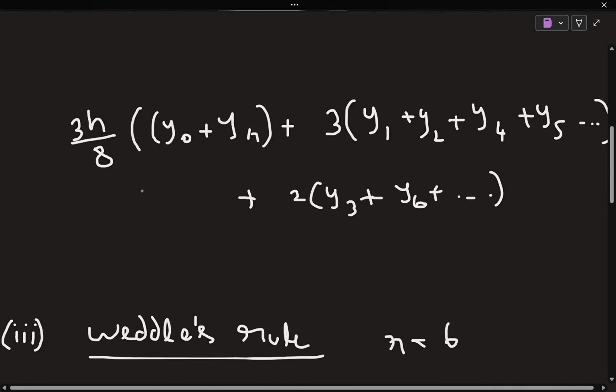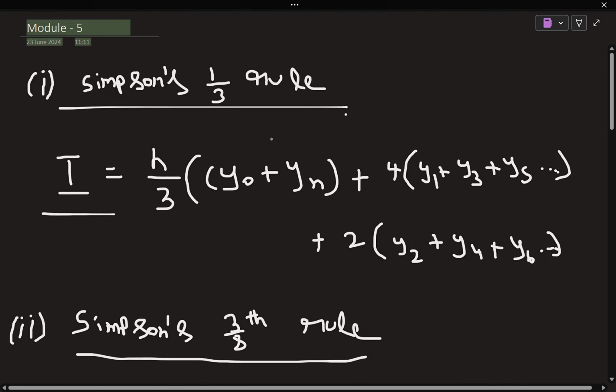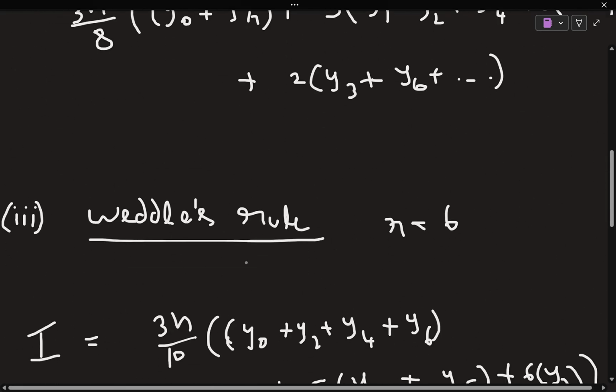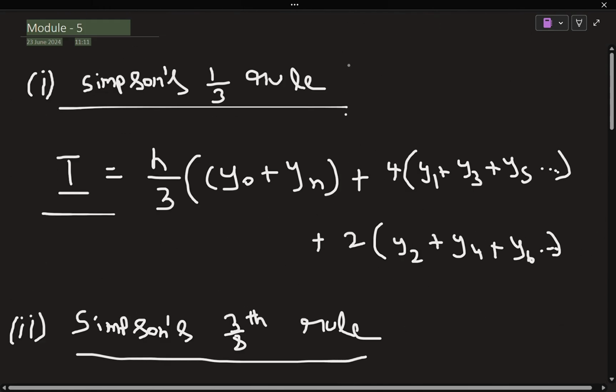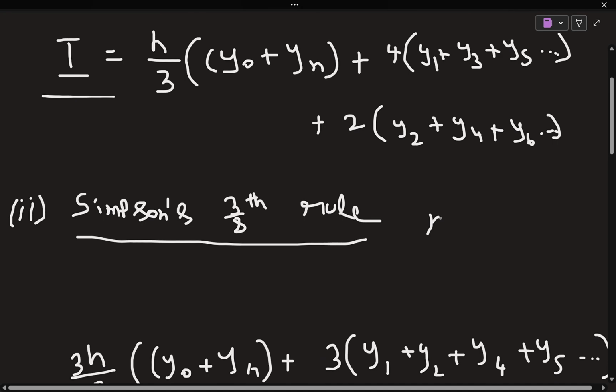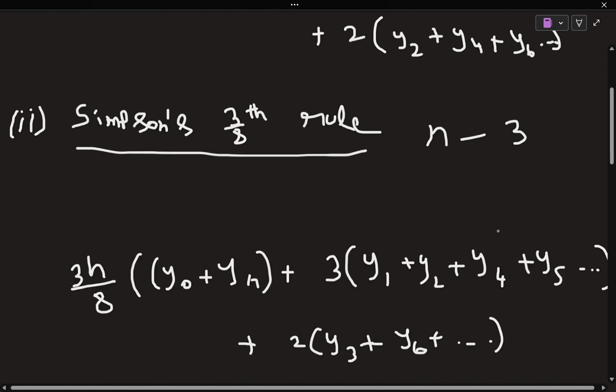So these are the three formulas which you have: 1/3, 3/8 and Weddle's rule. For 1/3 your n should be a multiple of 2. For 3/8 your n should be a multiple of 3.